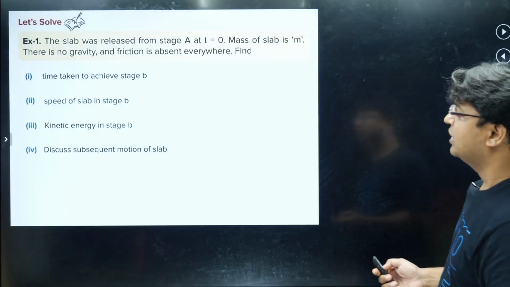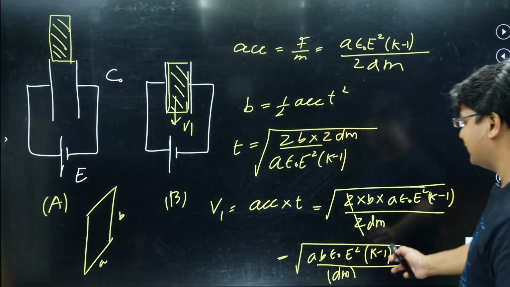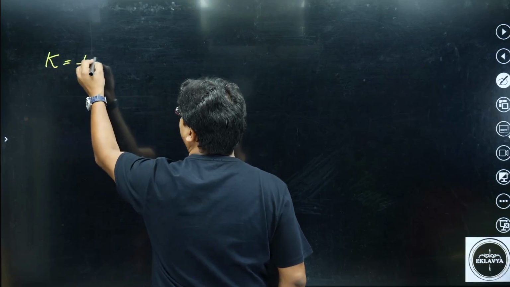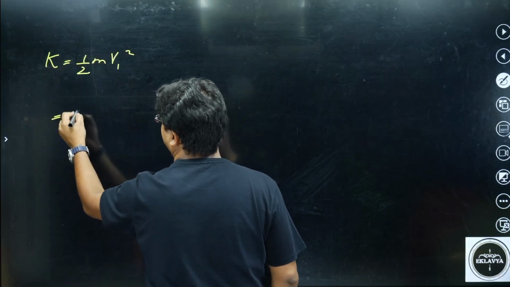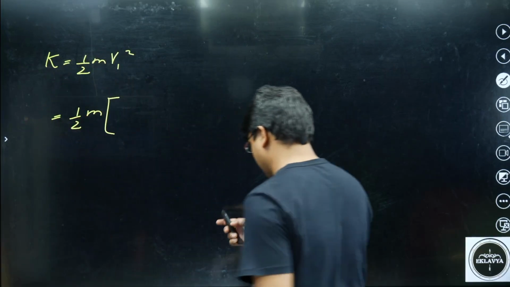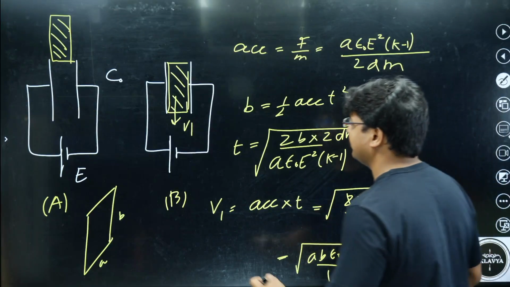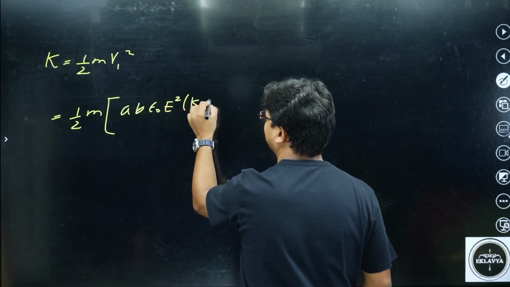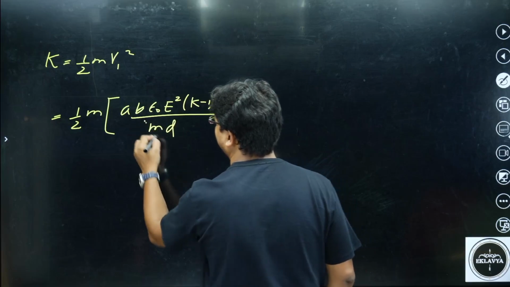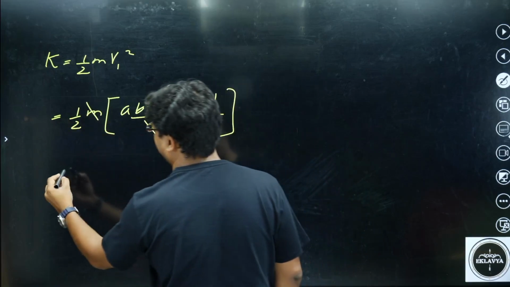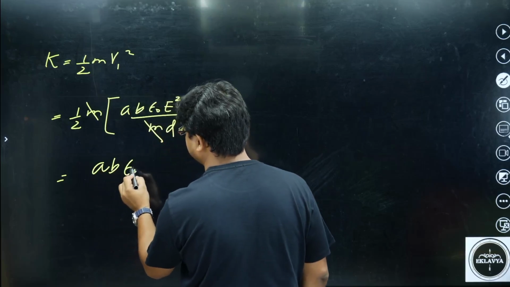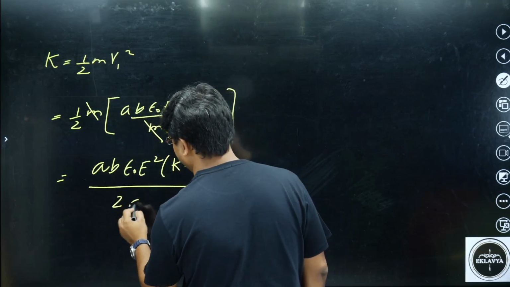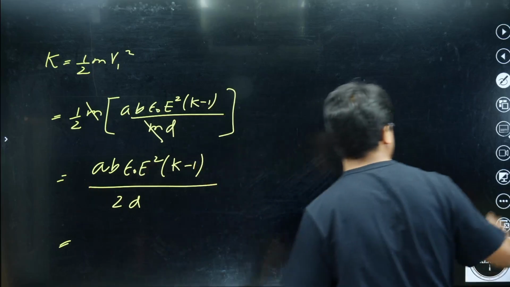Next, if we want to calculate the kinetic energy, we have the speed, we have the mass. So the kinetic energy would be half m v1 square. So it would become half m into v1 square. From here we will pick a b epsilon naught E square into (K minus 1) upon m into d. m gets cancelled. So we end up getting a b epsilon naught E square (K minus 1) upon 2d. Wait a minute, guys.